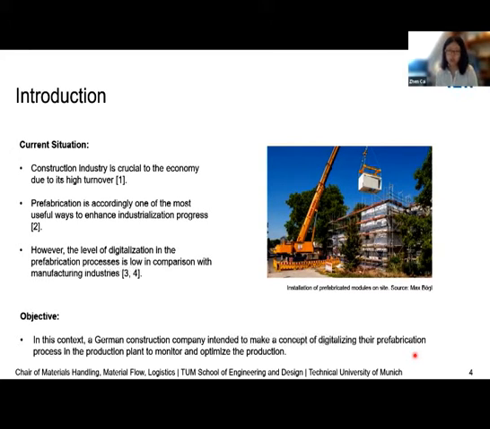In this context, the company has reached out to us, and we have conducted this case study together to make a concept to digitalize their prefabrication process in their production plant, to monitor and to optimize the production.